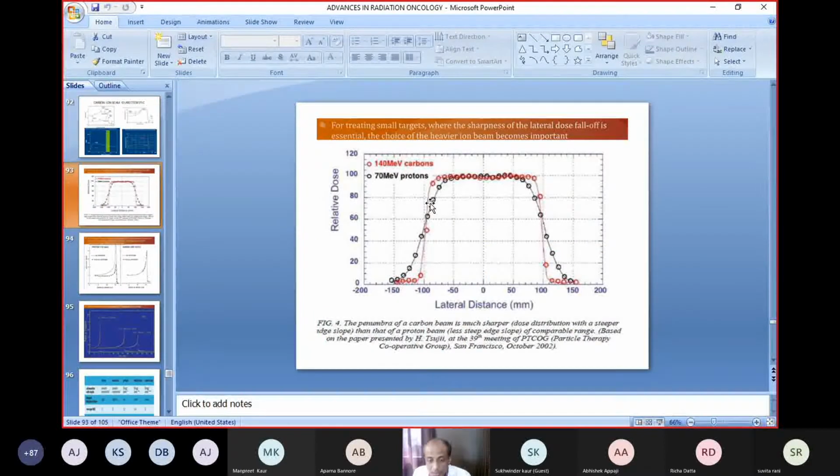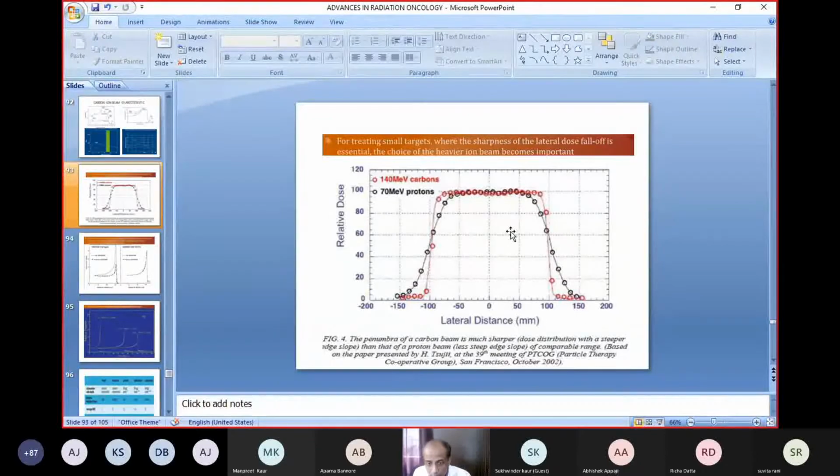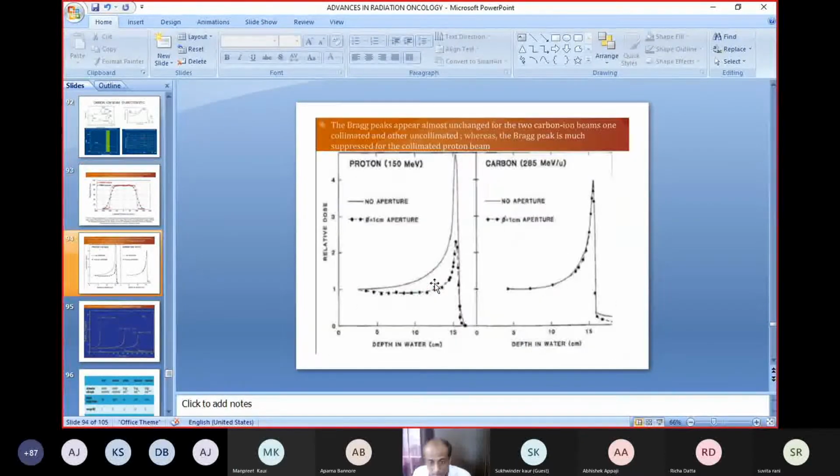Carbon ion is much better than proton. The black line is the dose distribution of proton, and the red one is the dose distribution of carbon ion. You can see the carbon ion has a very sharp gradient, but proton has a slight slope. So carbon ion dose distribution is more precise compared to proton.